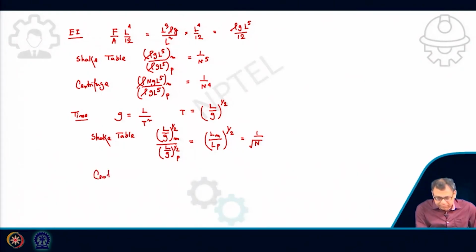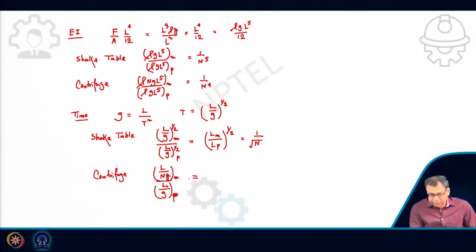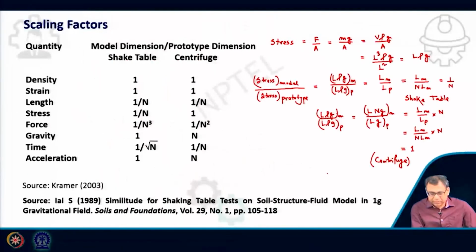Now, for centrifuge, it will be your again L by Ng divided by L by G. This is prototype, this is model. So, your G will cancel. So, it will be L model by L prototype divided by N, 1 by N to the power half. So, this will be 1 by N into N to the power half. So, this will be 1 by N. You can see this is 1 by root N, this is 1 by N.